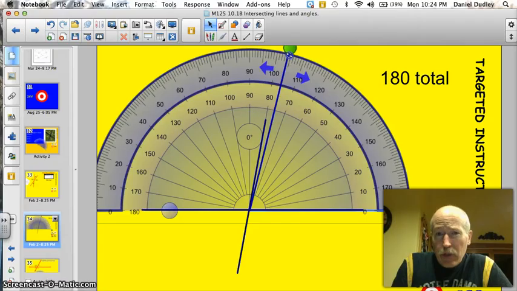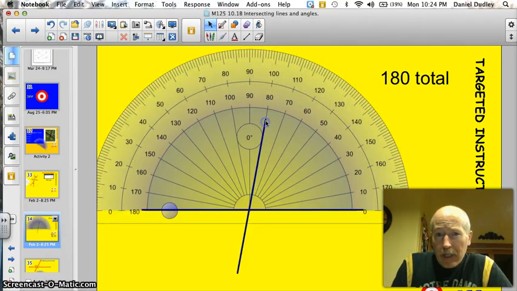It'll give you the acute angle and the obtuse angle. So here's the 80 degrees on this side, and on that side it is 100 degrees. So I'm going to pop my measurements in. 80 degrees on this side.